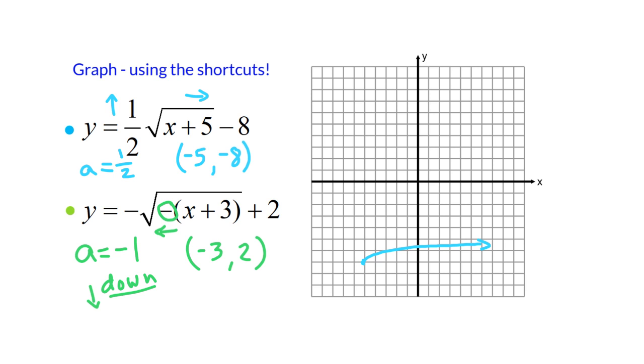So now we graph -3, 2, which is right here. And it's going to be curving down and left. And so it's going to be curving at the parent function rate. So it's something like that. So that's just a quick sketch. Let me know if you have questions.